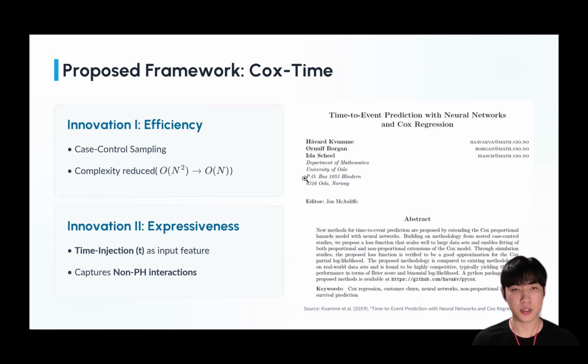First, it ensures computational efficiency. By using case-control sampling, it reduces complexity from O(n) squared to O(n), making large-scale deep learning possible. Second, it expands expressiveness. By injecting time t directly as an input, it eliminates the PH assumption and models non-proportional interactions.